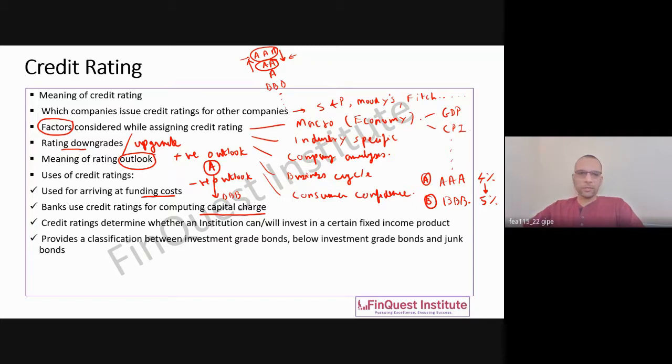So just a related question to this point number 3. Now, you guys have studied derivatives in the past. So if I want to circumvent this particular restriction on credit rating, how do I do that? So there is a legitimate way to do that. So how do I do it?